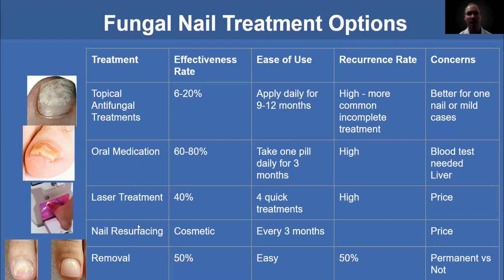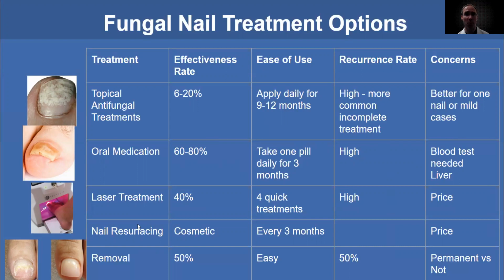I think removal is a fine option. You can actually just numb the toenail and take off the toenail. I'd say about 50%, so probably the same as laser. It's relatively easy to do. Recurrence rate, I say 50-50. And there's two options, a permanent or a non-permanent.